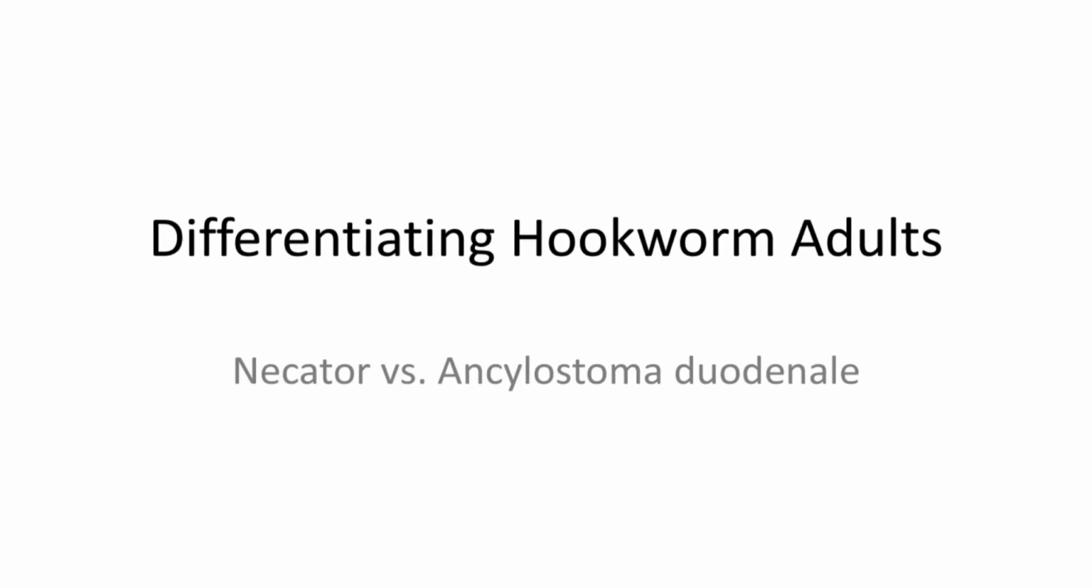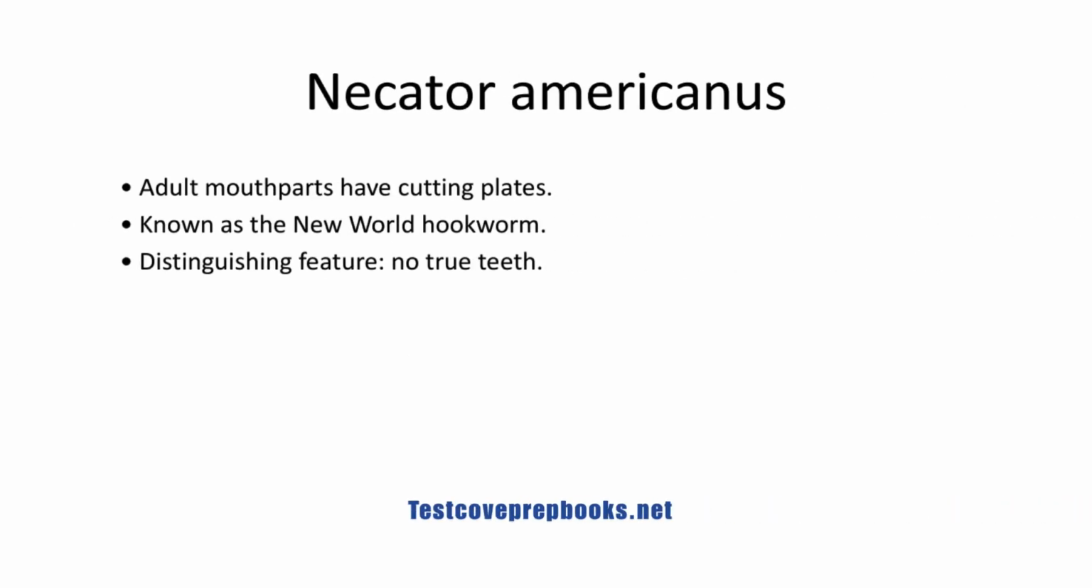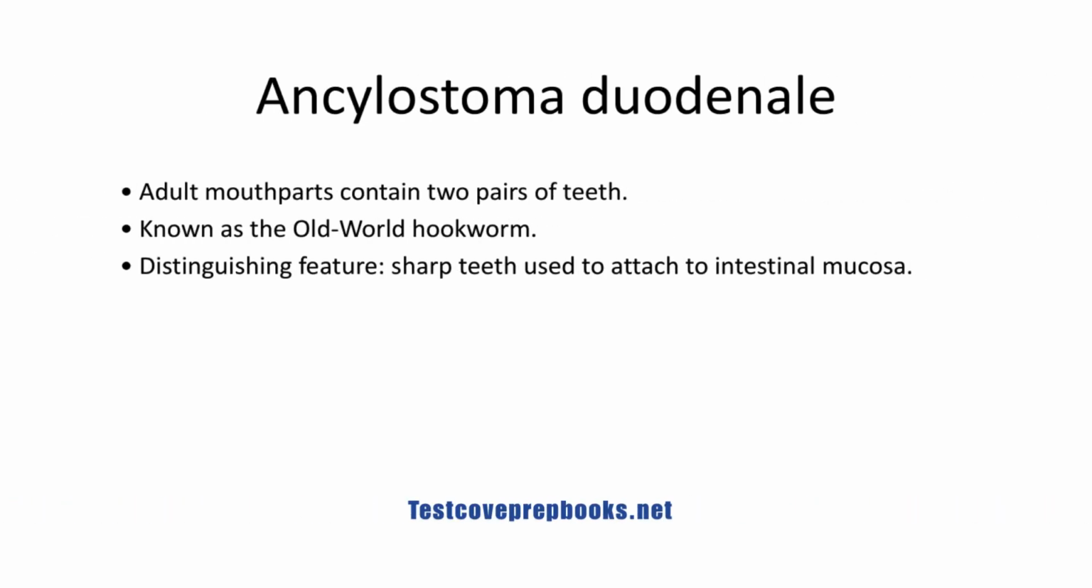When distinguishing between the adult forms of hookworms, focus on the mouth parts. Necator americanus, the New World hookworm, has cutting plates instead of true teeth. These plates are flat, sharp edges used to attach to the intestinal mucosa. Ancylostoma duodenale, the Old World hookworm, has 2 pairs of prominent teeth. These teeth make it easy to differentiate from Necator.